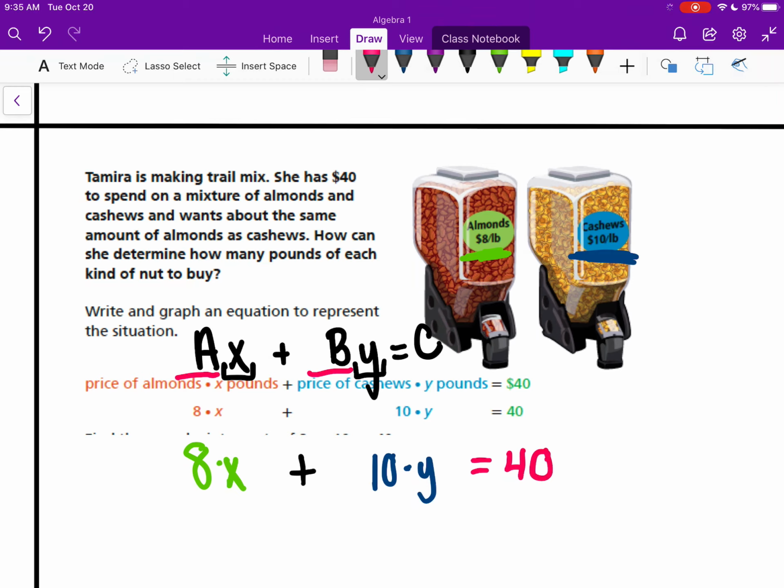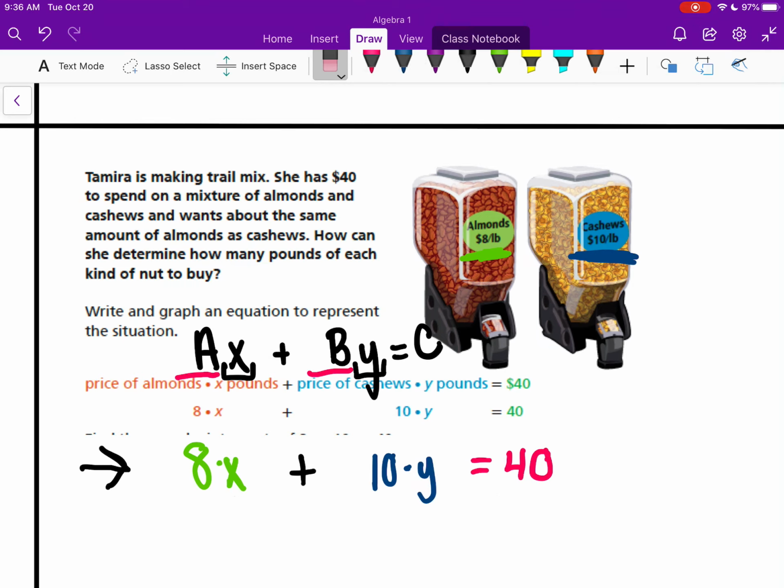So this is what standard form is really good for. When you have things like costs you are comparing and you don't know how much of the things you can buy, we use variables to represent what we don't know. And now we've just created an equation to represent, I can buy some number of almonds for $8 each, plus some number of cashews for $10 each, but it needs to equal $40. And since we're discussing this mathematically, we do not put the dollar signs in our equation.